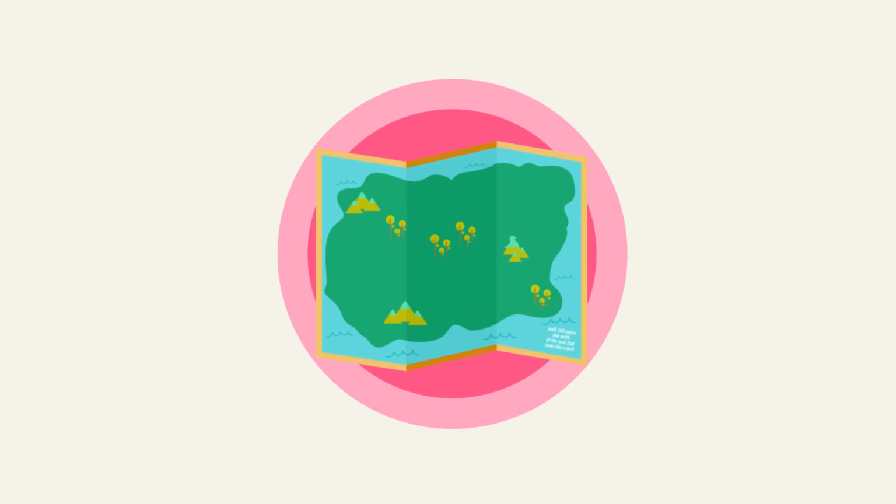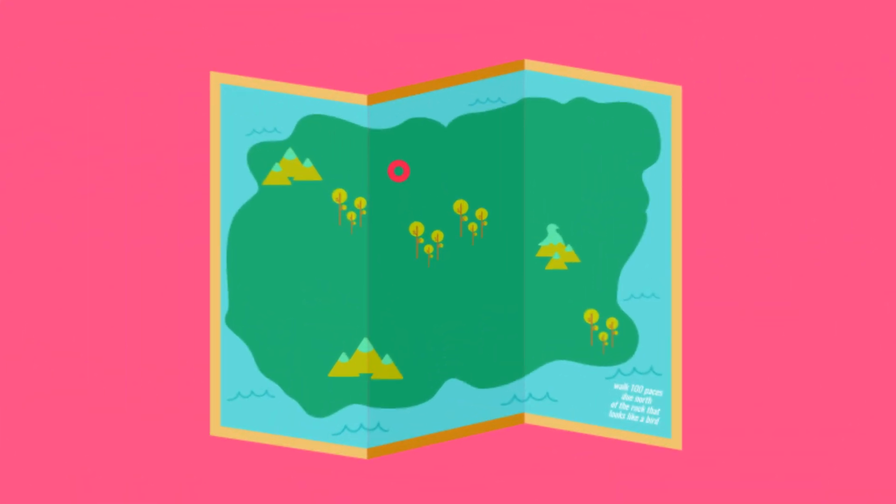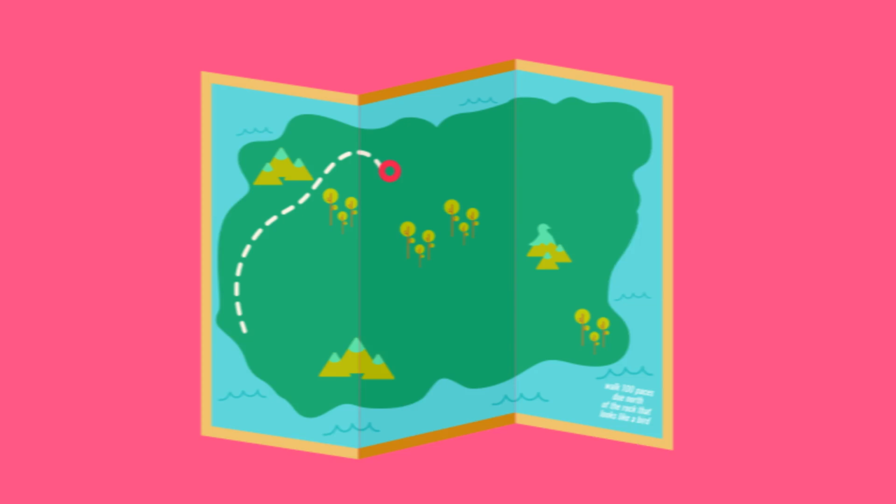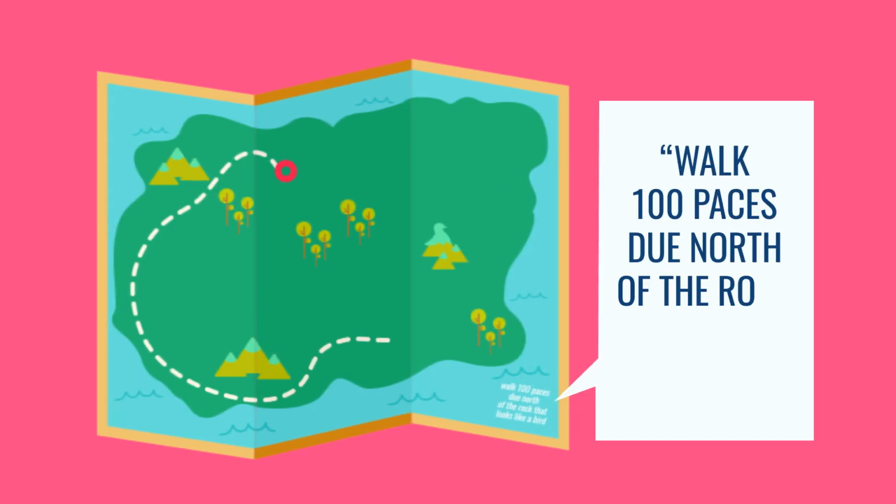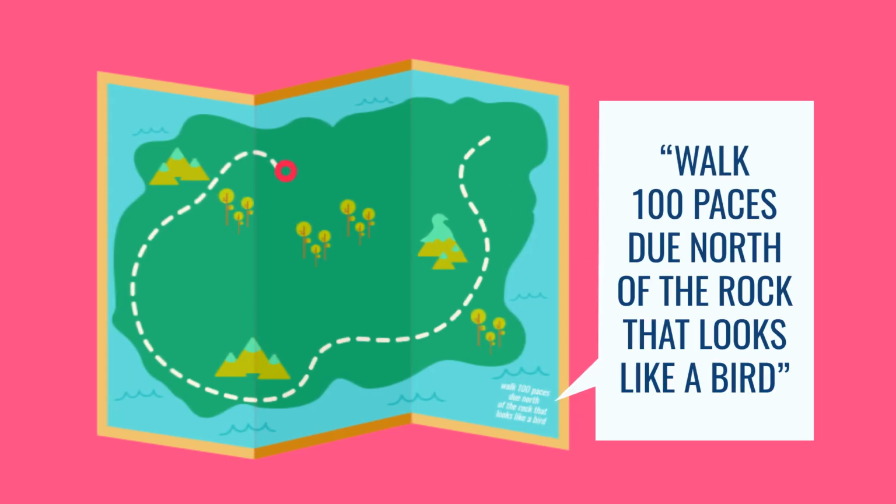Have you ever read a treasure map? In movies like The Goonies or the classic story Treasure Island, maps are used to lead the heroes to the treasure. The maps are full of dotted lines, weird instructions like walk 100 paces due north of the rock that looks like a bird, and eventually you end up at a big red X.